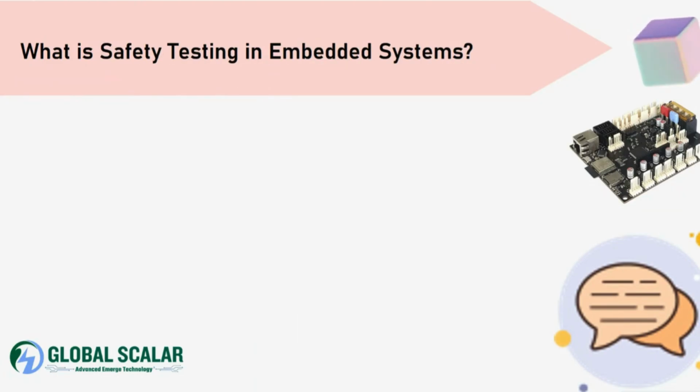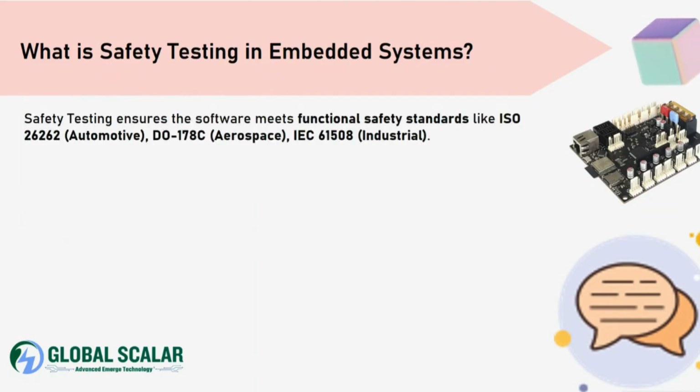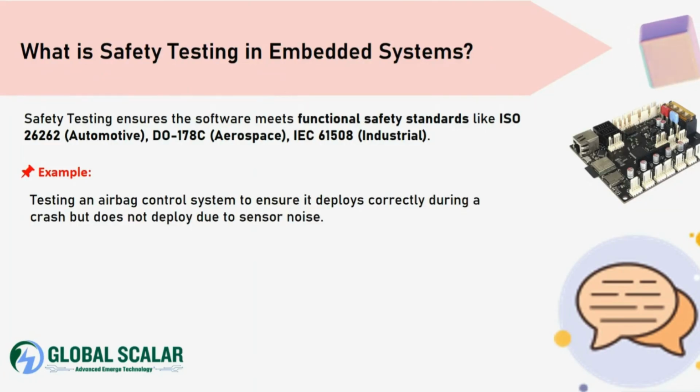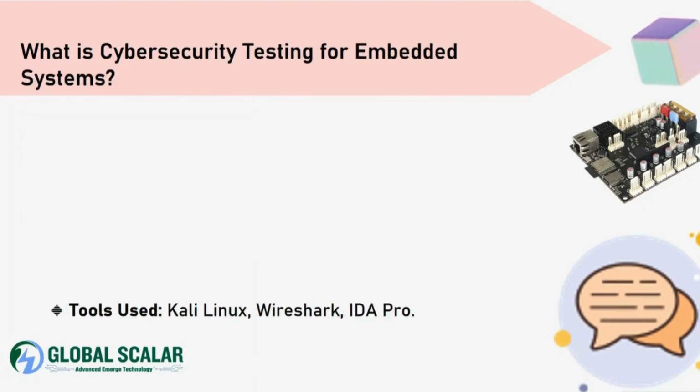What is safety testing in embedded systems? Safety testing ensures that software meets the functional safety standards like ISO 26262 for automotive, DO-178C for aerospace, and IEC 61508 for industrial. An example of this is testing the airbag control system to ensure it deploys correctly during a crash but doesn't deploy due to sensor noise.